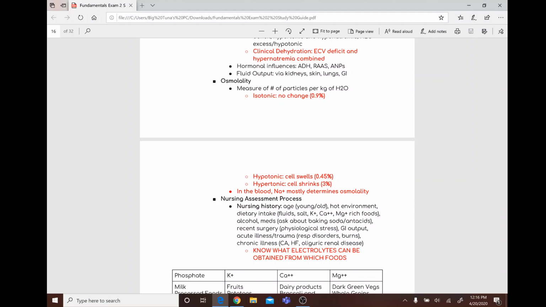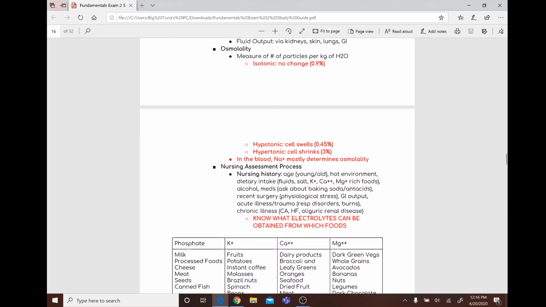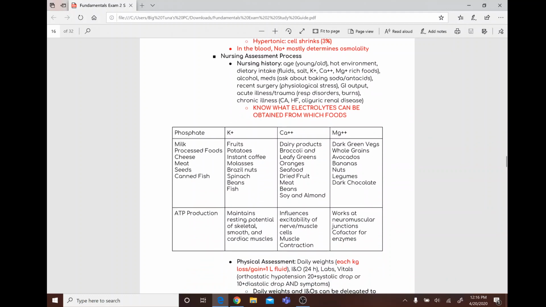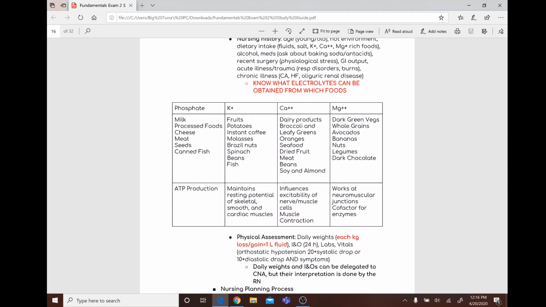Is hypertonic 3% or 0.45%? 3%. What determines osmolality in the blood? Sodium. All right, what foods can we get phosphate from? Milk, processed foods, cheese, meat, seeds, and canned fish. What is the function of phosphate? ATP production.